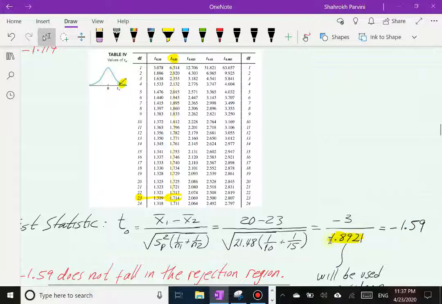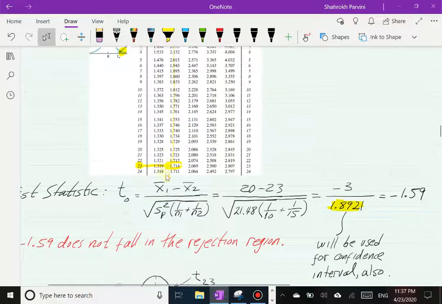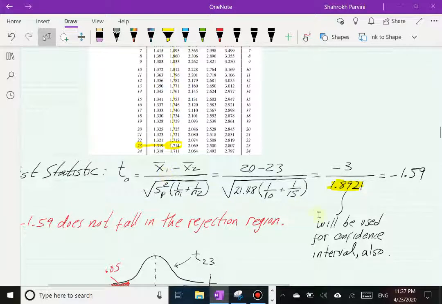Now this number in the denominator, remember, the denominator of your test statistic, you also use that in the confidence interval. So I just want to point that out, and I've written here: this number will be used for the confidence interval also, so we don't have to redo this twice.